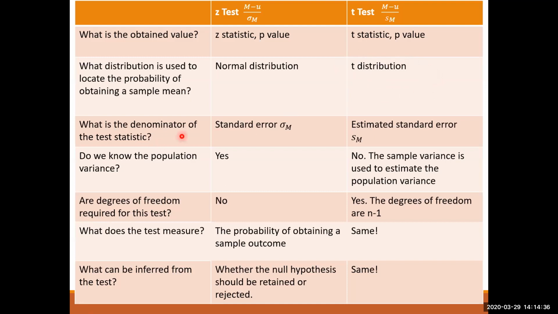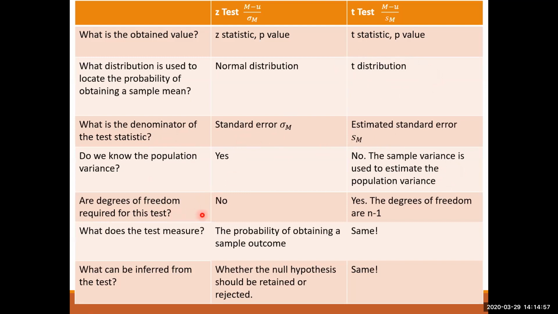What is the denominator of the test statistic? The denominator is standard error for z and estimated standard error for a t-test. Do we know the population variance? For a z, we do, and for a t-test, we do not. The sample variance is used to estimate the population variance.